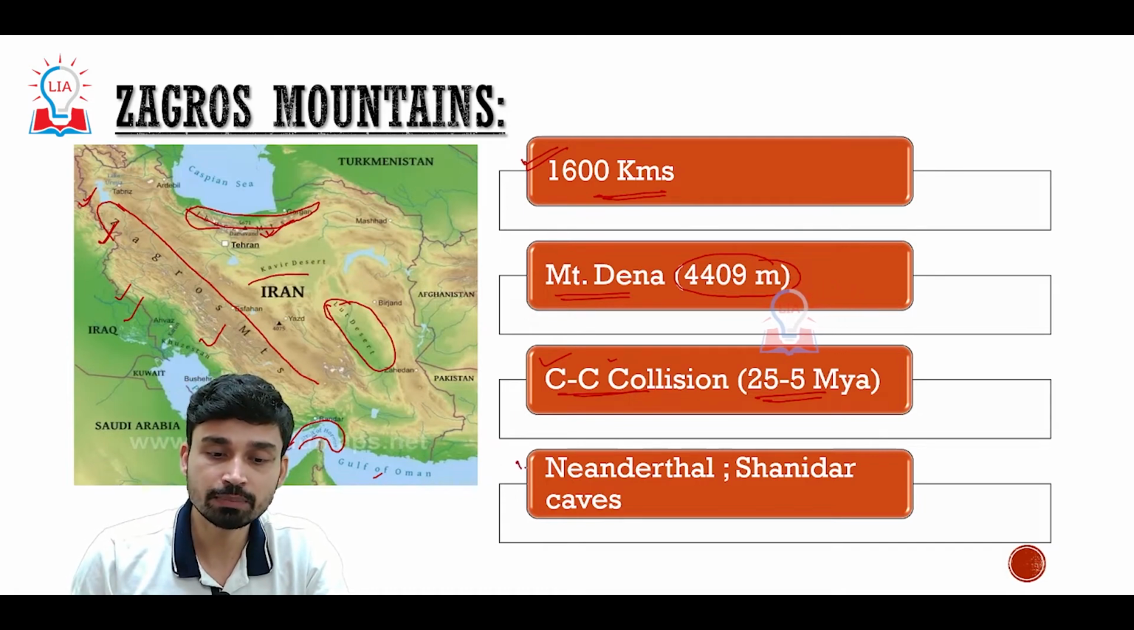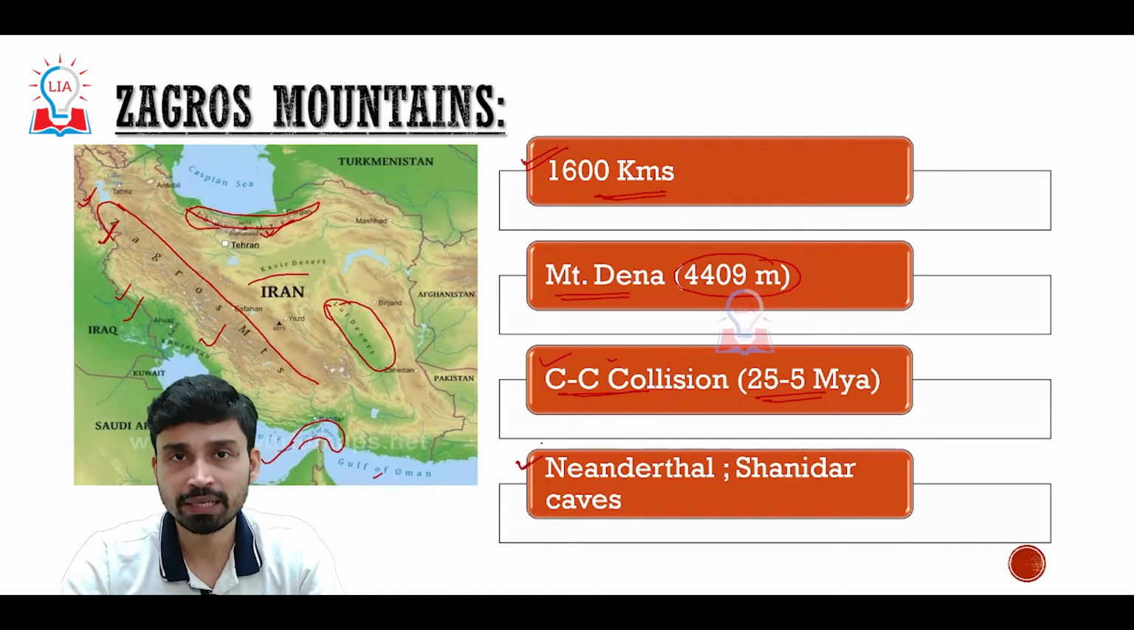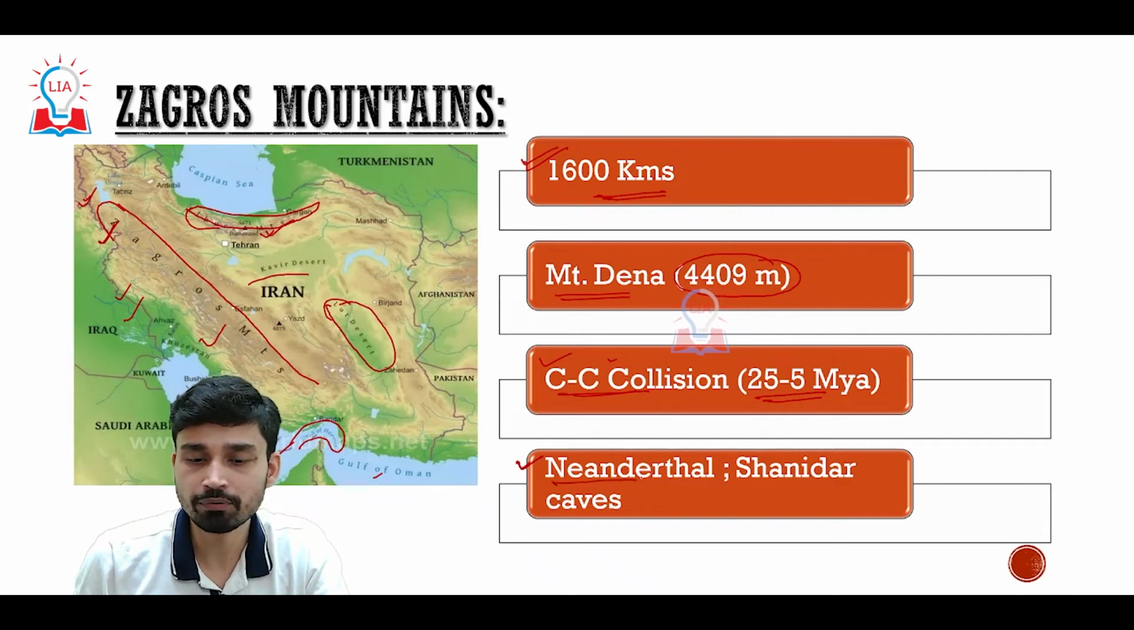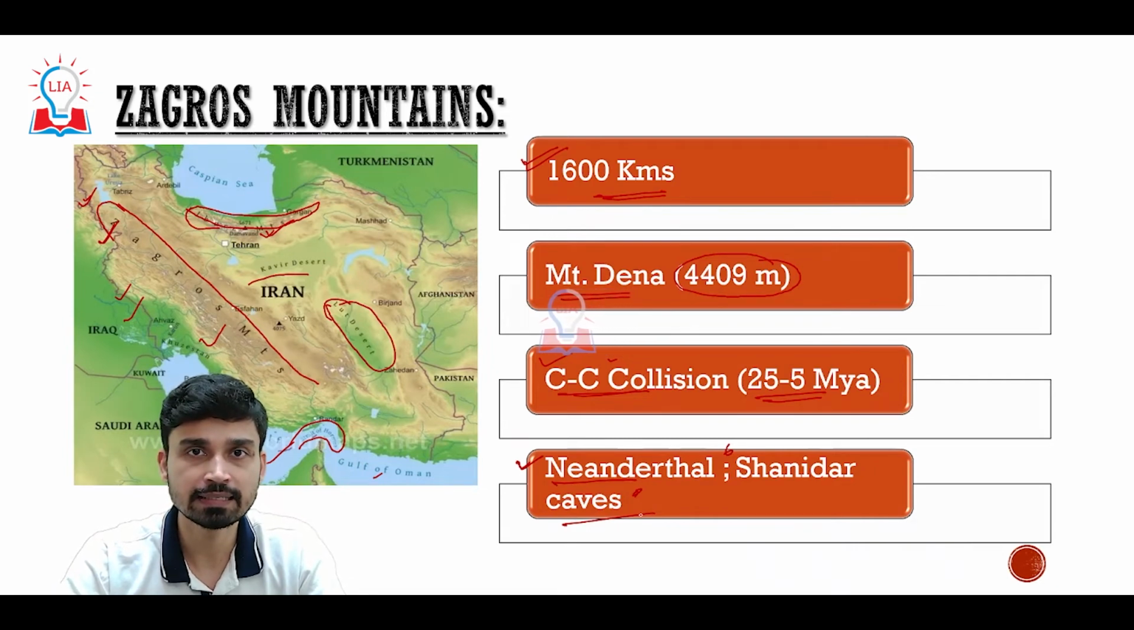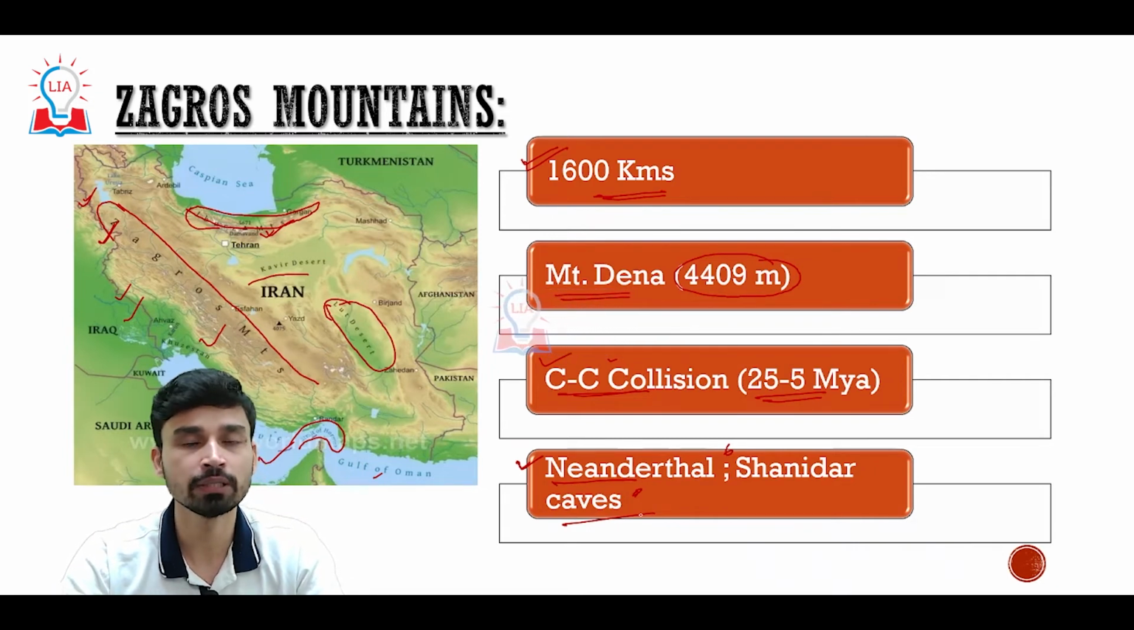Zagros Mountain range is believed to be a place where Neanderthals used to live, and the first evidence of such fossils we have found from the Shanidar cave that is located in Iraq, that is, the cave region found in the Zagros Mountain itself.